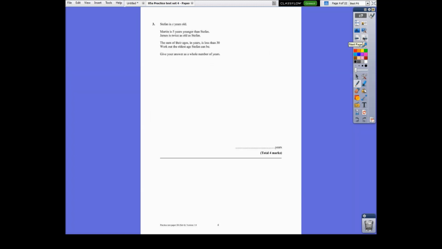Question 3. Stefan is x years old. Martin is 5 years younger. So that would be x minus 5. James is twice as old as Stefan. So that would be 2x. The sum of their ages in years is less than 30. Work out the oldest age Stefan can be.